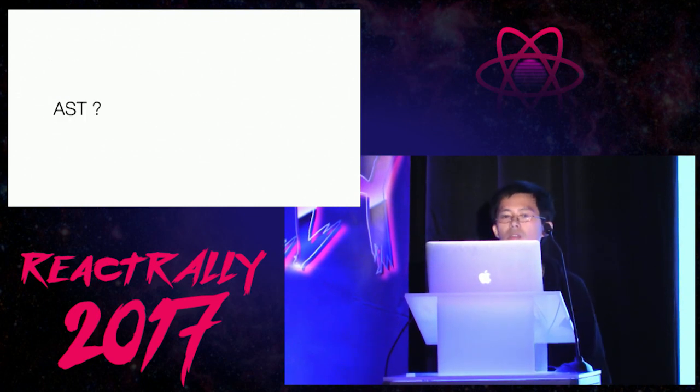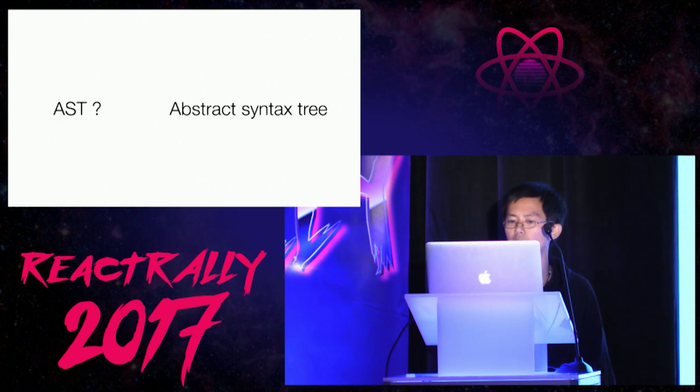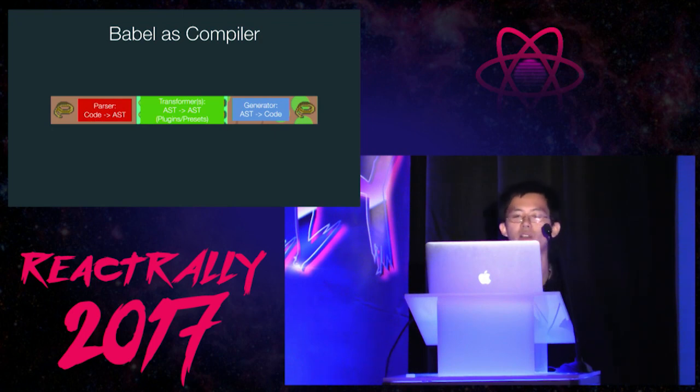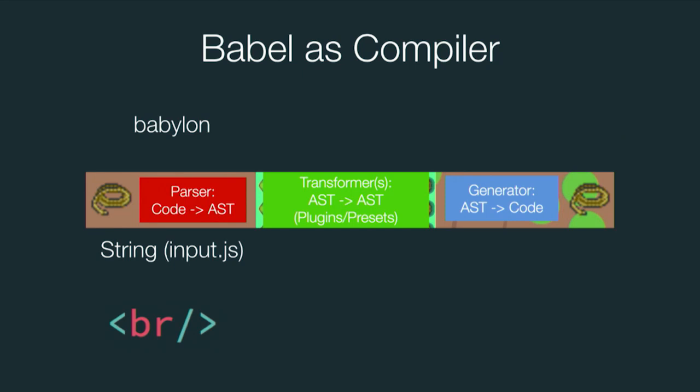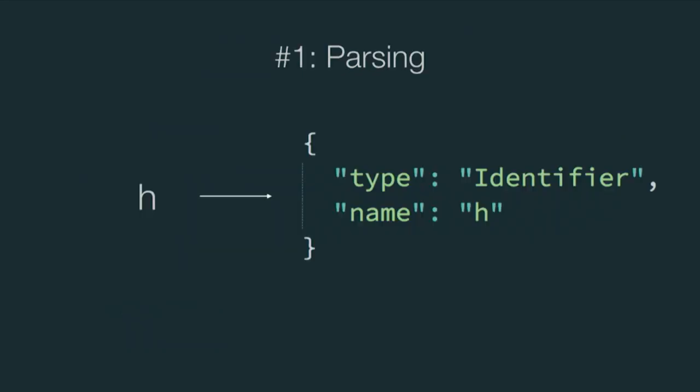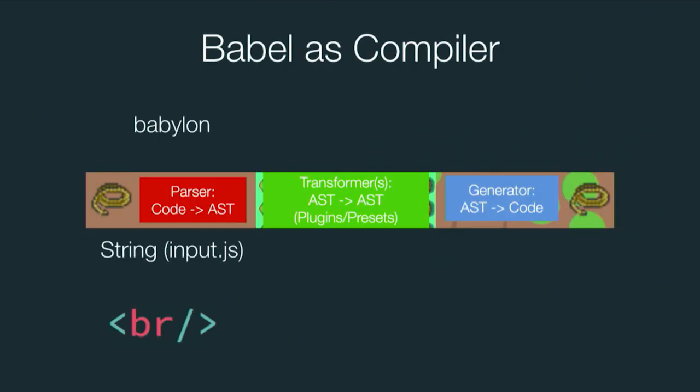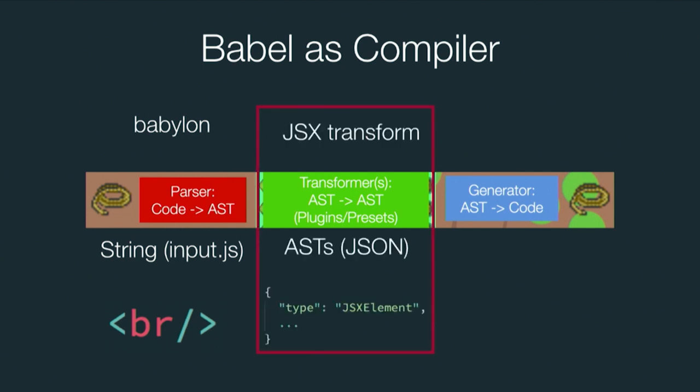And so what's an AST? An AST is an abstract syntax tree. Lots of fancy words. So Babel as a compiler, what it does is the parser, it takes a string and it turns it into an AST. And you can think of an AST as just a piece of JSON. So if you have this variable h, then it turns into this object with a type and a property with h. And the next step of Babel is the transformer.